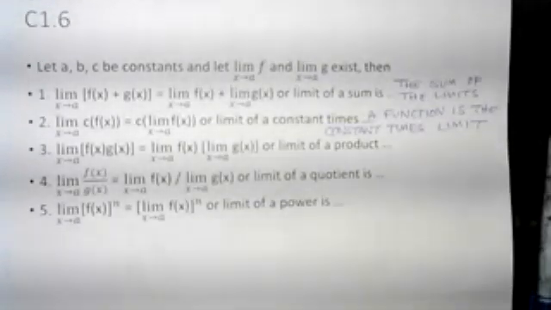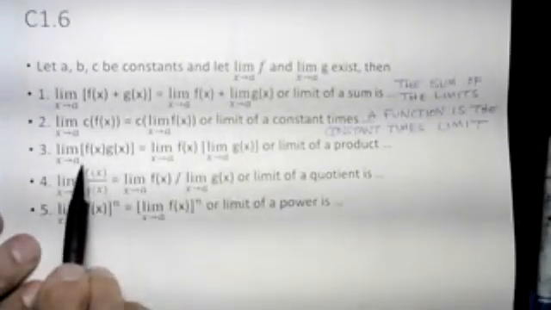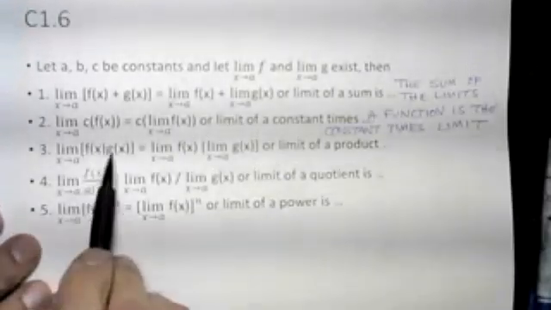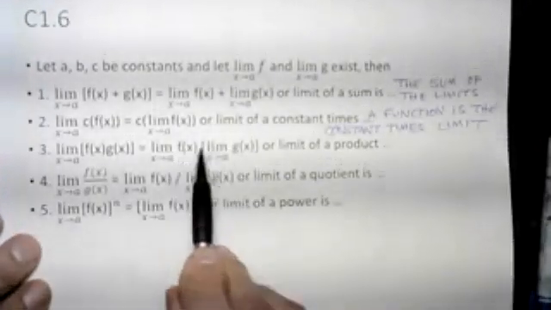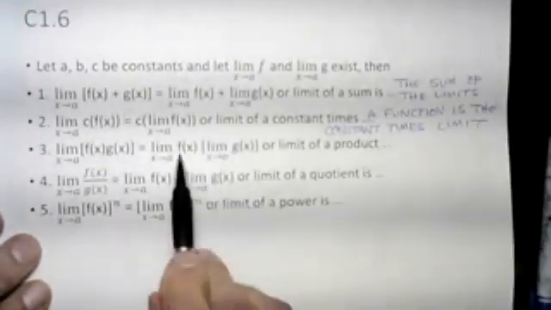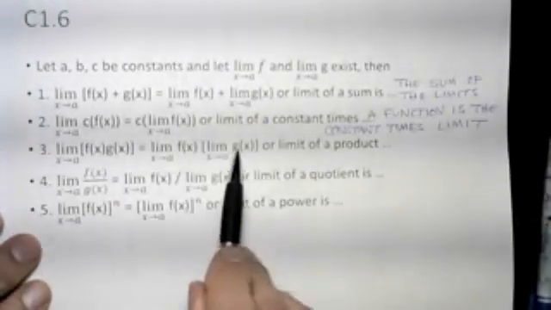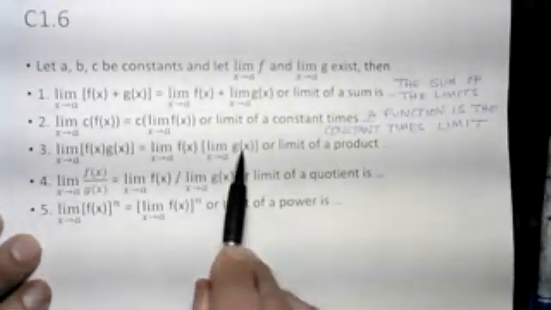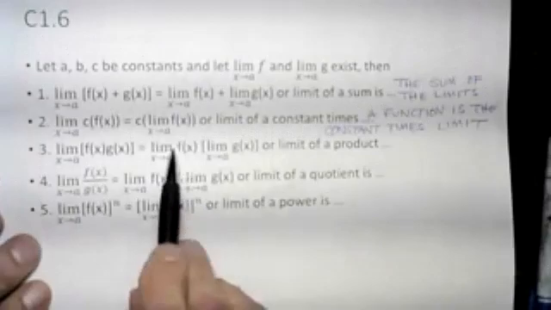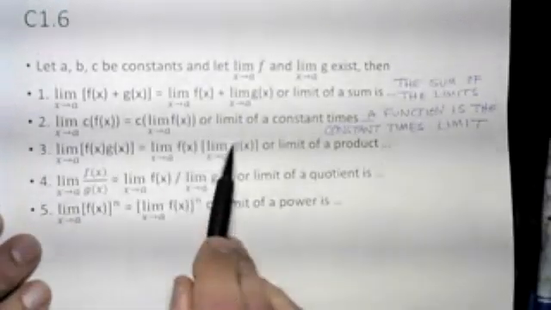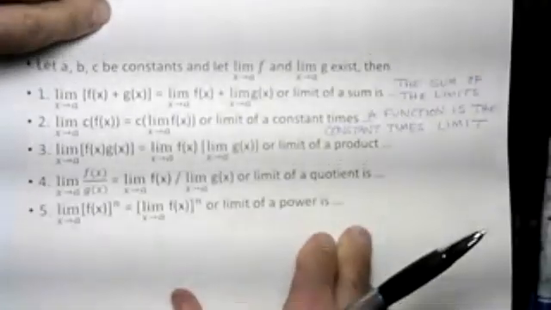Let's go to the third one. The third one is the limit of a product of two functions. Looks to be the limit of a product of two functions is the product of the individual limits, right? Did I say that correctly? The limit of a product of two functions would be the product of the two individual limits. Check out a demonstration of that and see if I have one of those. Yes, I do.